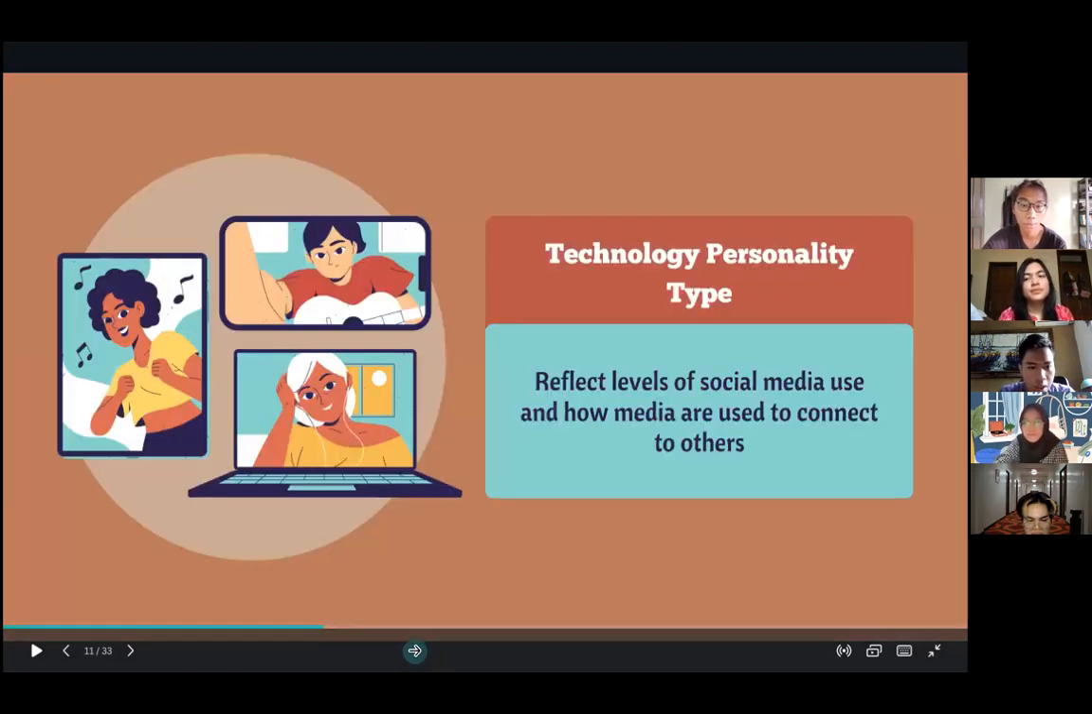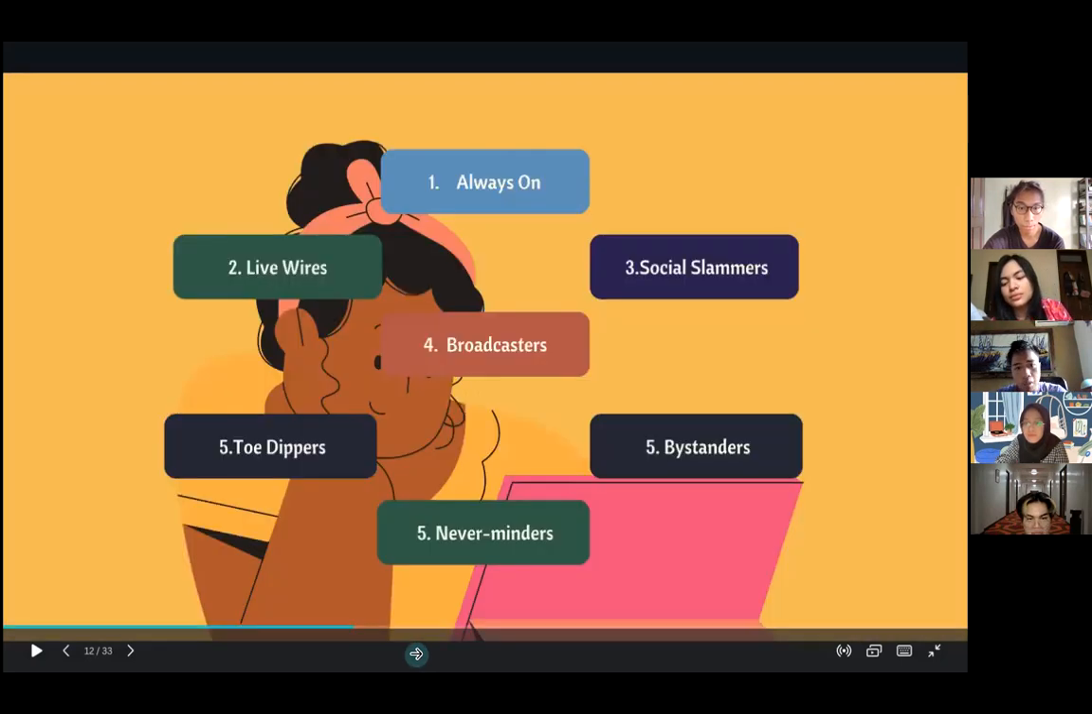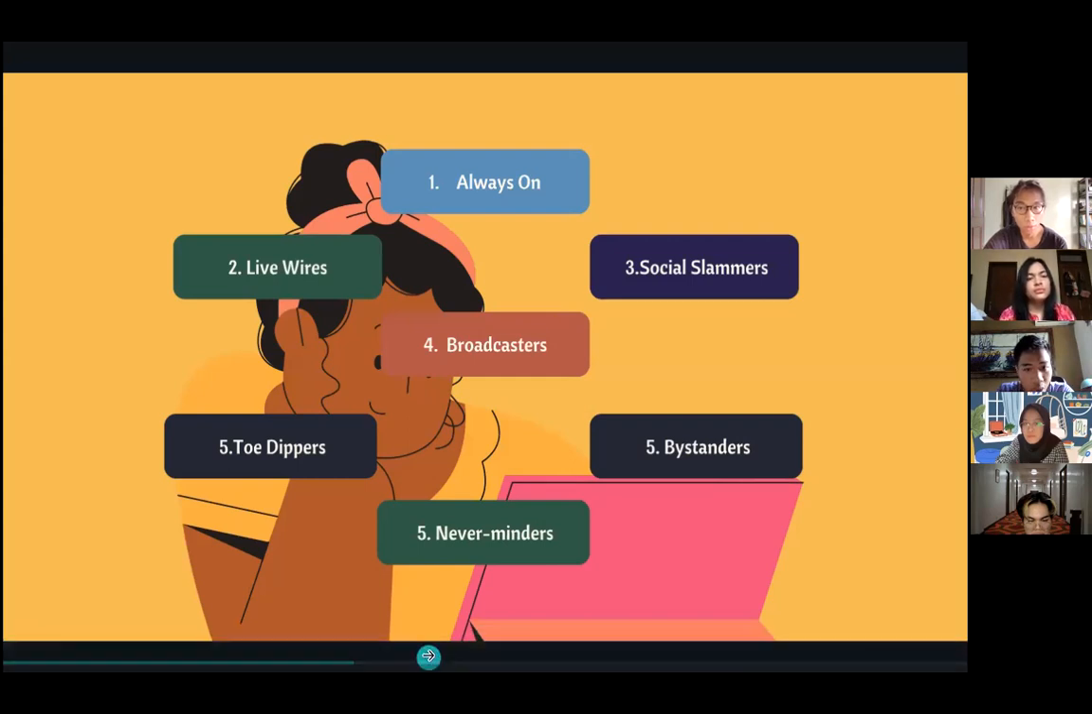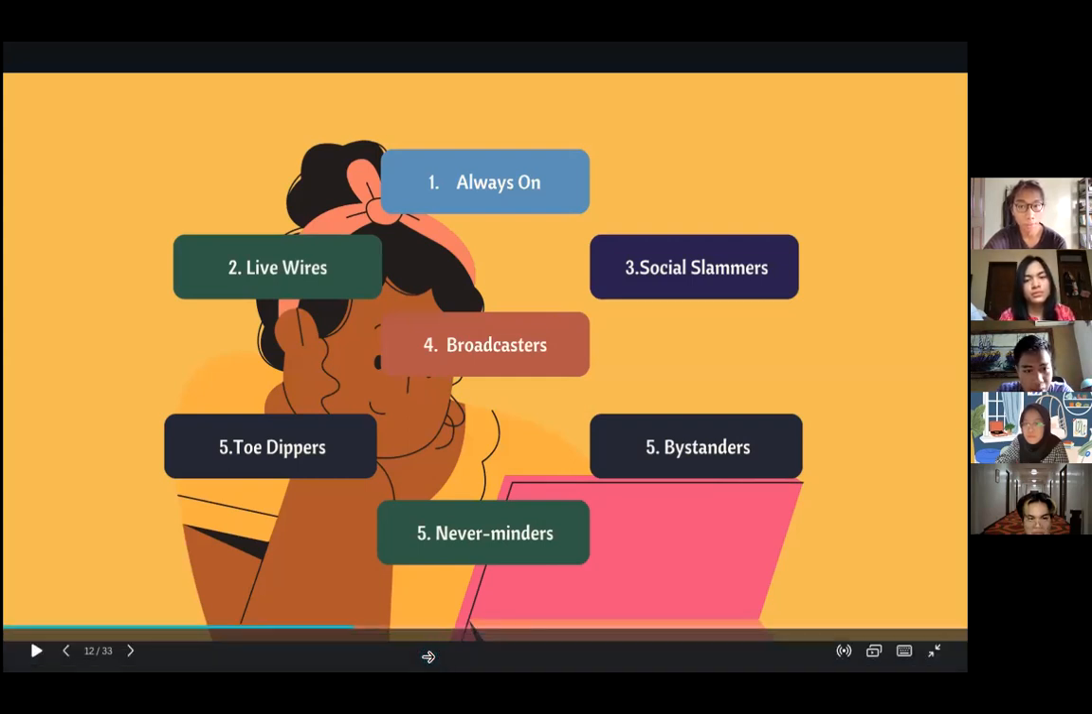Okay, so here we're going to discuss more about technology personality types. This reflects the levels of social media usage and how media are used to connect to others. Next slide. Now there are 7 technology personality types, which are: first, always on; second, live wires; and third, social slammers, sorry. Fourth is broadcaster, fifth is toe dippers, sixth is bystanders, and seventh is never minders. Next slide.